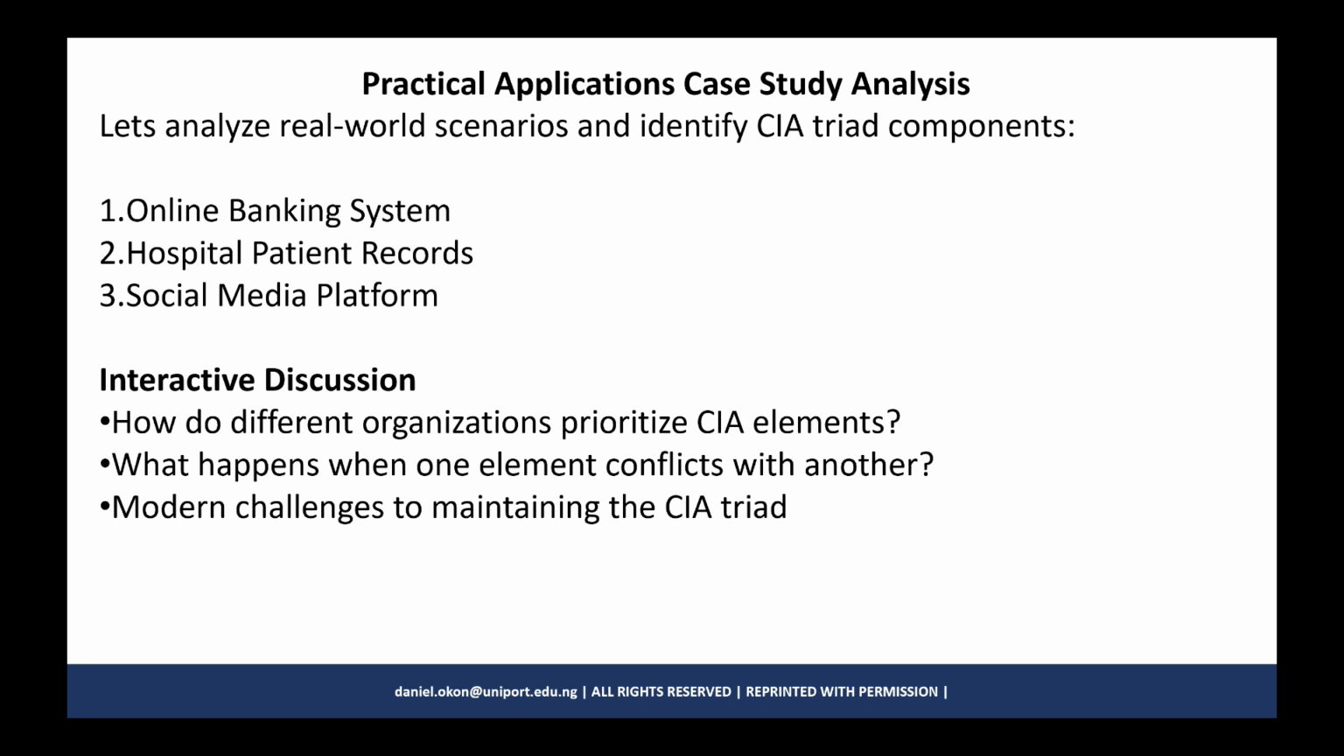Okay, let me give the question again. We have 3 scenarios: online banking system, hospital patient records, and social media platforms. Each group will come and discuss each of these using the CIA triangle, telling us what applies to each of them. How can you apply the CIA triangle in the online banking system, hospital patient records, and social media management?